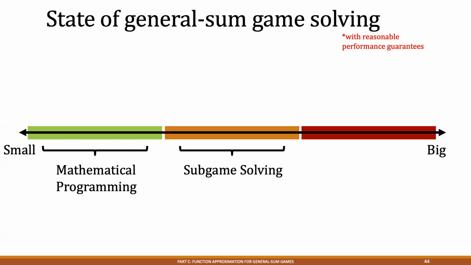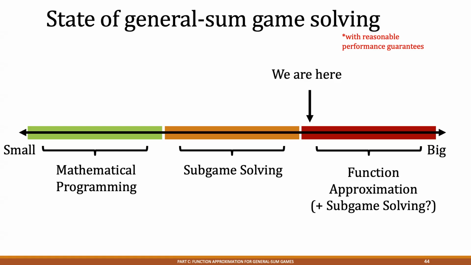When this game is somewhat medium-sized, by medium-sized I mean that it's small enough for us to traverse, but because the equilibrium concept is difficult, right, it's NP-hard, we can't realistically solve it in a small amount of time. So in those areas, we can use subgame solving to help us, as presented in the middle of the talk. Now, when the game is so large that we cannot even traverse it, then we are in deep learning land in some sense. We have to use something like function approximation.